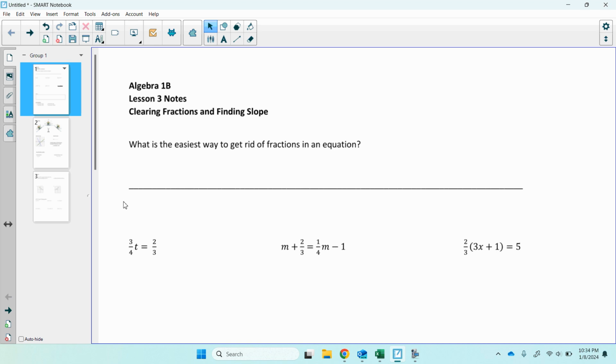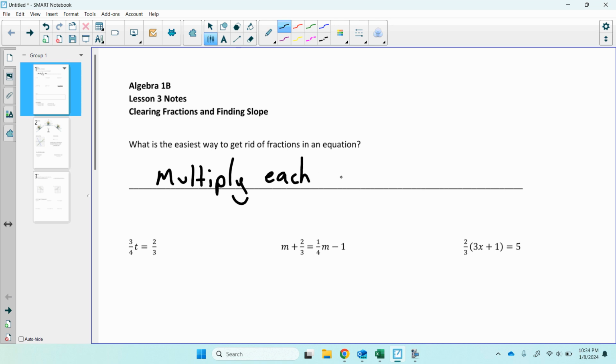So what is the easiest way to get rid of fractions in an equation? Instead of going straight to opposite operations, we can clear the fractions all at once and then solve like normal from there. So the easiest way to get rid of fractions in an equation is to multiply each term by the least common denominator, or the least common multiple of the denominators.